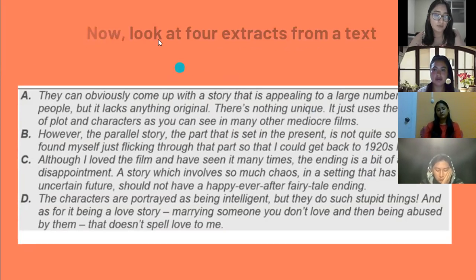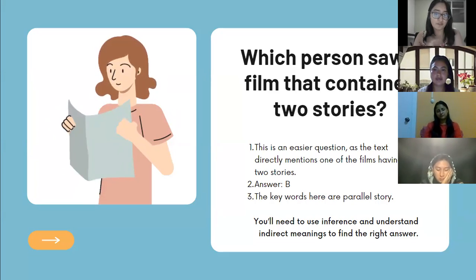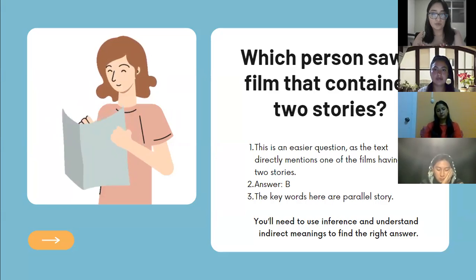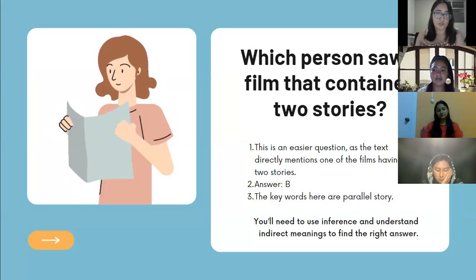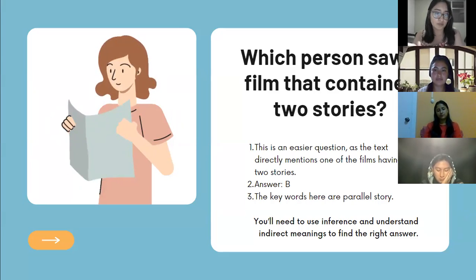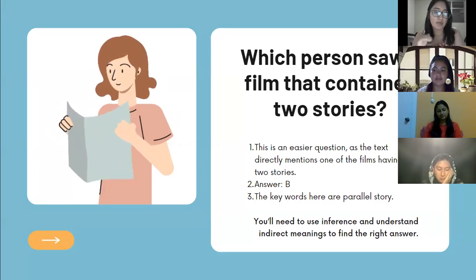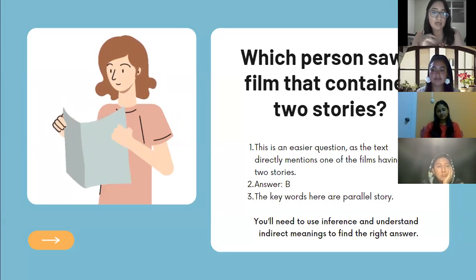Now, we are going to analyze the first question. Look at the first question: which person saw a film that contained 2 stories? This is an easy question, as the text directly mentions the friends having 2 stories. Can you see which one? The correct answer is B. Why? The keywords here are 'parallel story'. If there are parallel stories, there must be two.